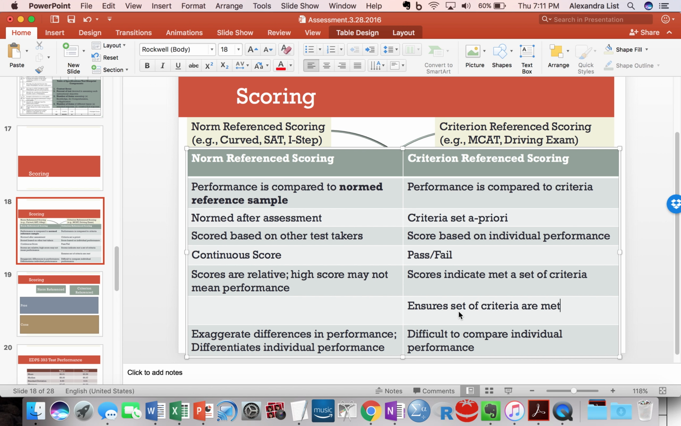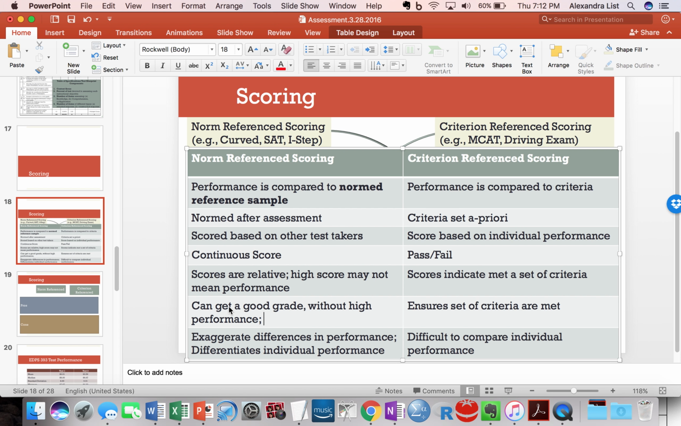What that means is that it makes sure that there are certain things that you're able to do regardless of how everybody else did. So going back to our driving example, a criterion referenced exam makes sure that you know how to parallel park. Or the teacher licensure exam makes sure that you know what different learning disabilities are or how to accommodate ELL students. Whereas in the case of norm reference scoring, you can still get a high grade or a good grade if everybody else likewise did very poorly, without high performance.